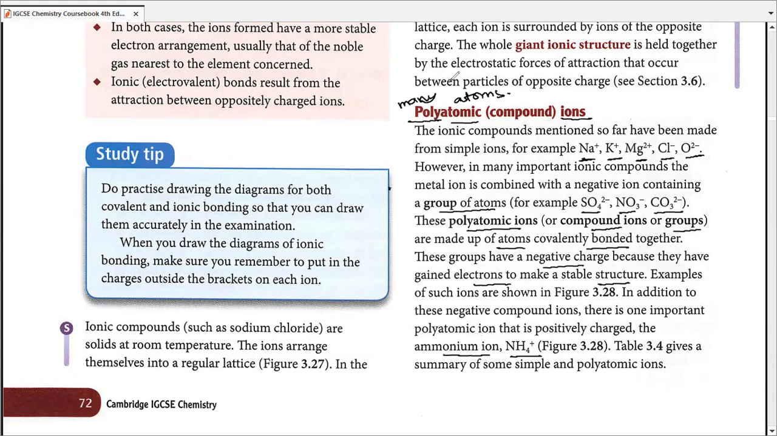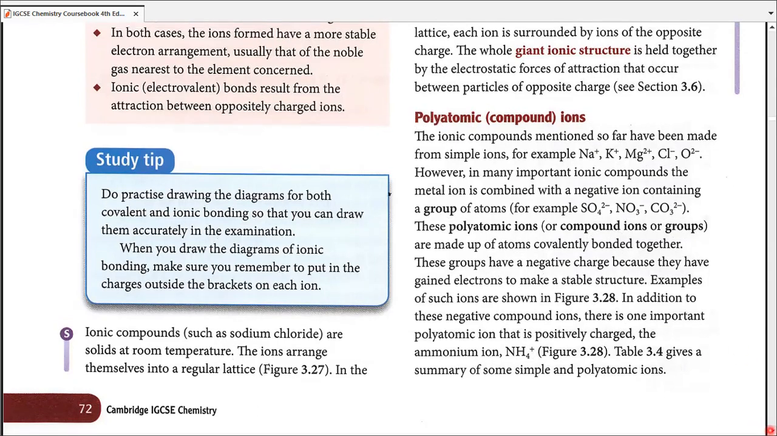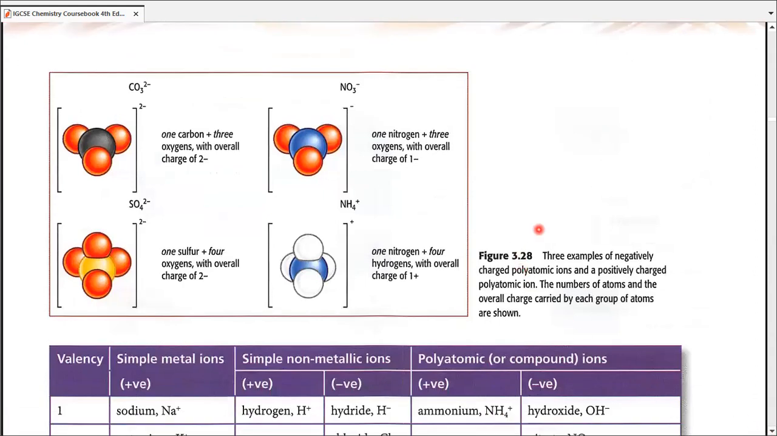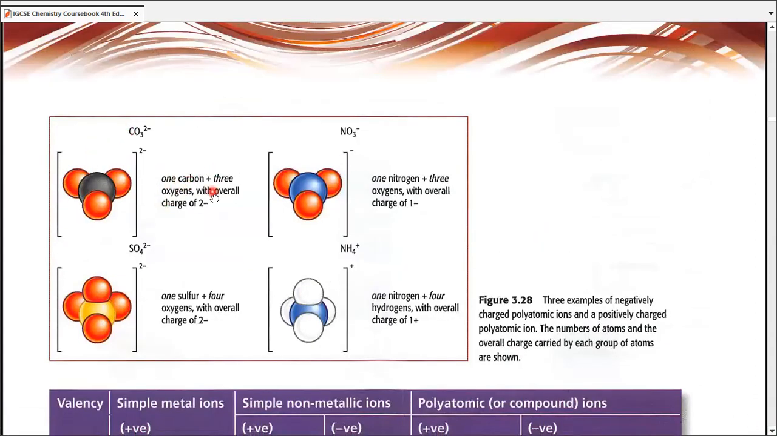If we look at some of their structures, and let me tell you that drawing of these structures is not a part of IGCSE, this is just for a better understanding, you would see that one carbon is in the center, 3 oxygens are on the sides: carbonate, CO3 2-. For sulfate, the sulfur is in the center, all 4 oxygen atoms are on the sides, with a 2- charge. For nitrate, nitrogen is in the center, the 3 oxygen atoms are on the sides with a negative charge. And for ammonium, there is nitrogen in the center and 4 hydrogen atoms on the sides with a positive charge. So these are some polyatomic ions.